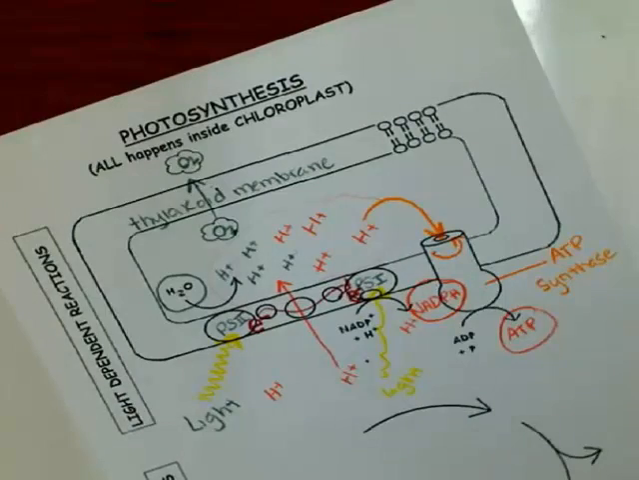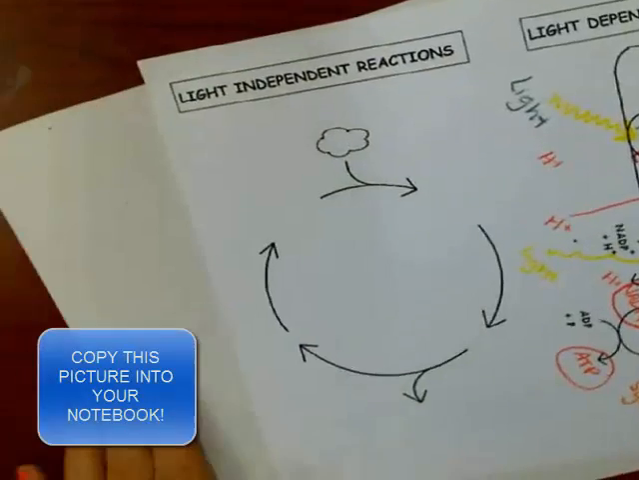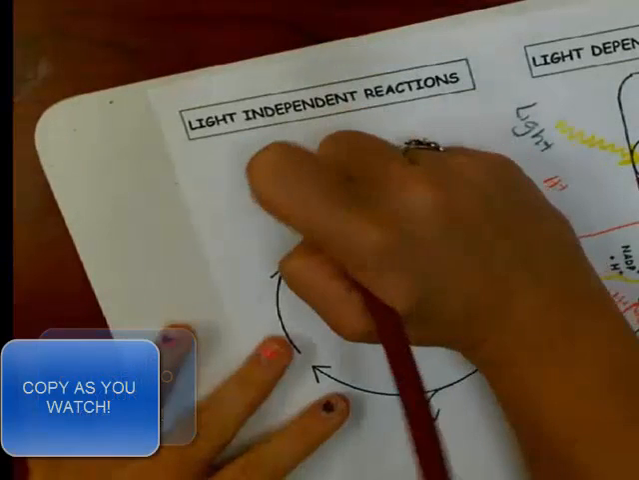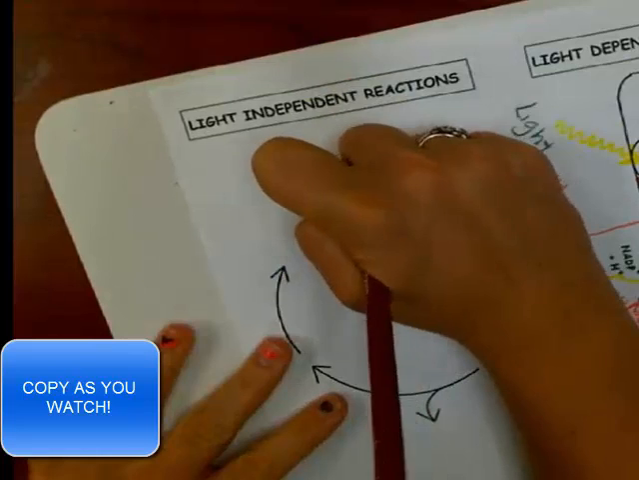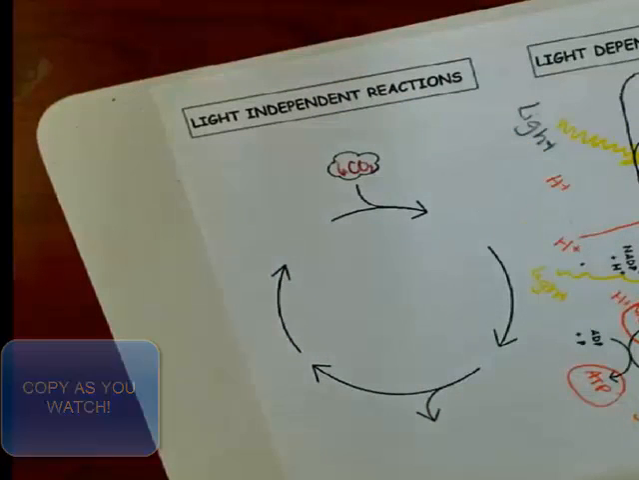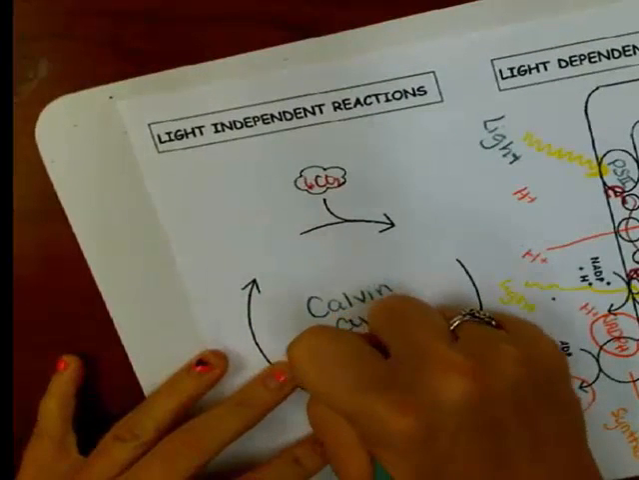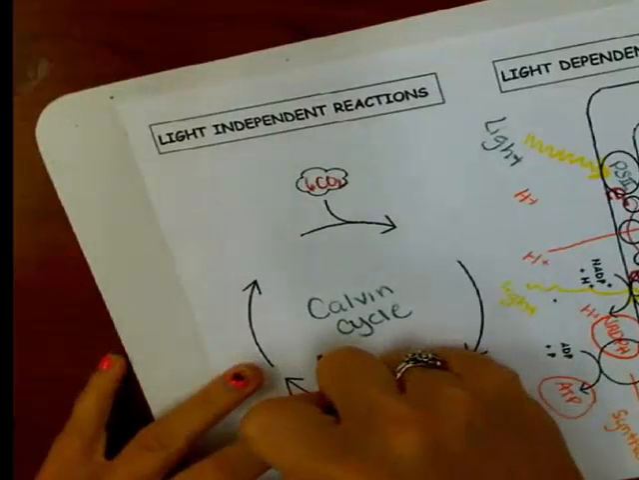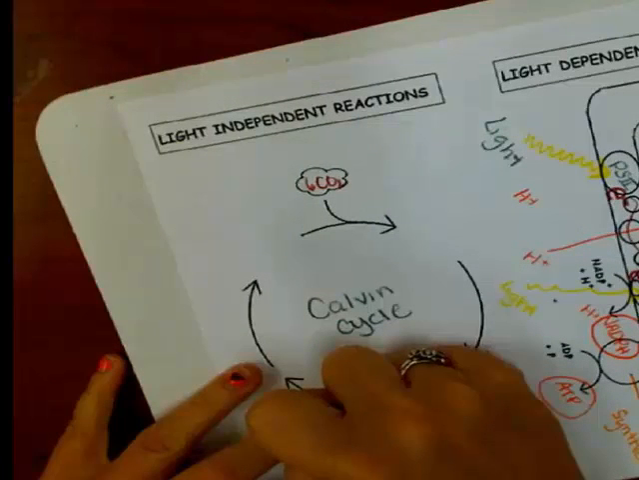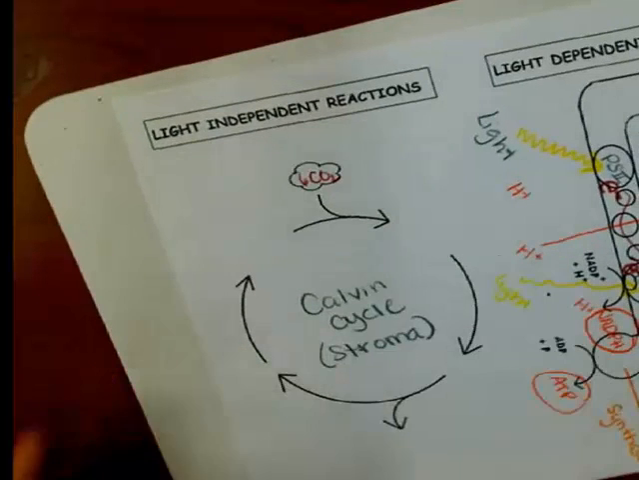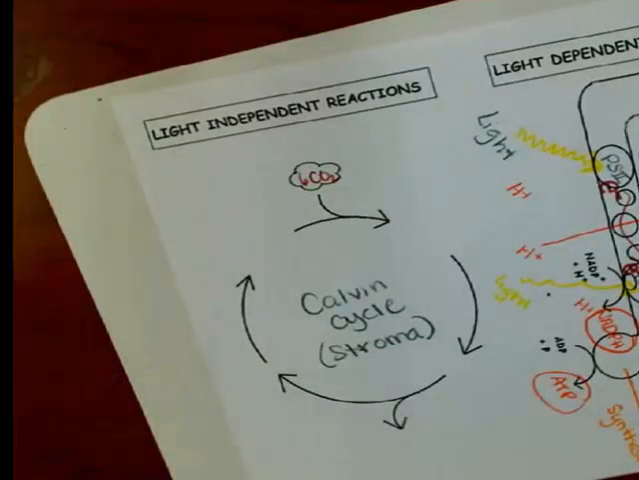Alright, so what happens in our next reaction, the light-independent reaction? We know that it requires 6 CO2. We can also call this reaction the Calvin cycle, because we are fixing carbons. This is going to happen in the stroma of the chloroplast. The stroma is the part of the chloroplast that's like the cytoplasm, so it's outside of the thylakoids.